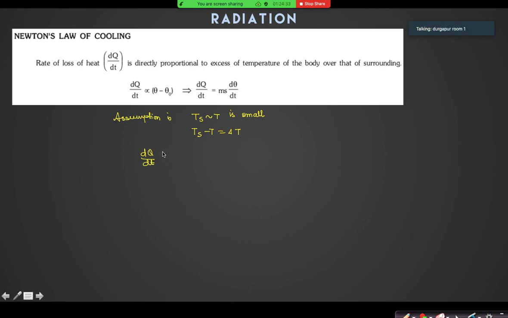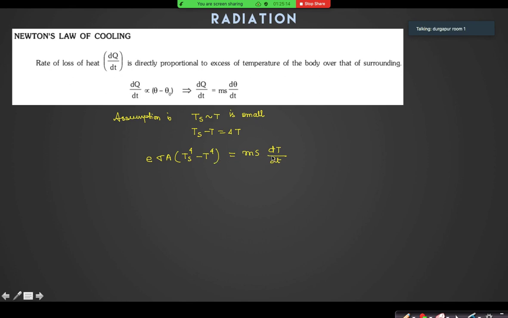or it's not dq by dt, actually it is written wrong. Dq by dt, yes, you can say dq by dt. We have calculated E sigma A into Ts power 4 minus T power 4 is equal to M into S into dT by dt. That equation we have just calculated in our last slide. Assuming here the temperature of the body is less than the surrounding, so it is gaining heat, so its temperature is increasing.